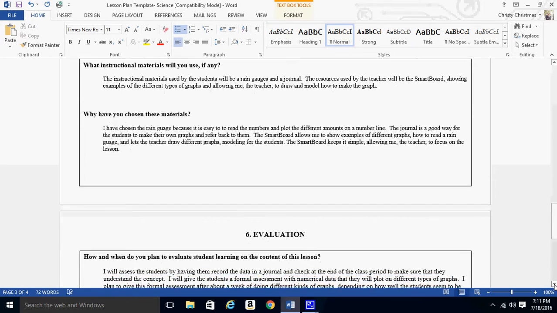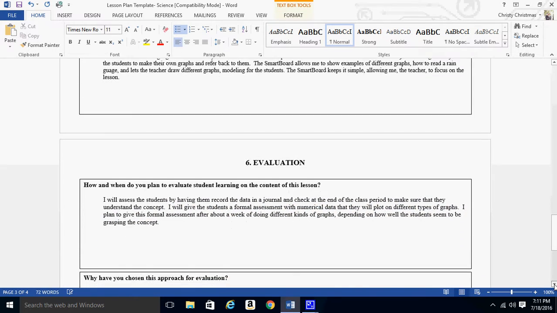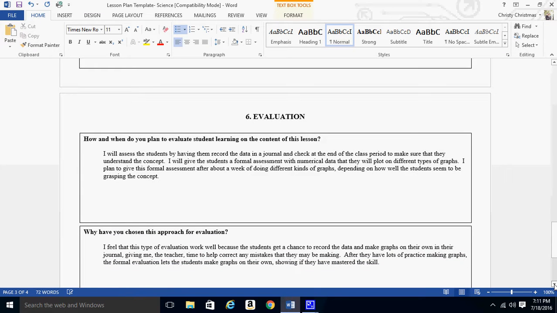For the evaluation of this lesson, I plan to assess the students by having them record the data in the journal, and I will check their data at the end of the class period to make sure that they understand the concept. I will give the students a formal assessment with numerical data that they will plot on different types of graphs. I plan to give this formal assessment after about a week or so of doing different kinds of graphs, depending on how well the students seem to be grasping the concept.